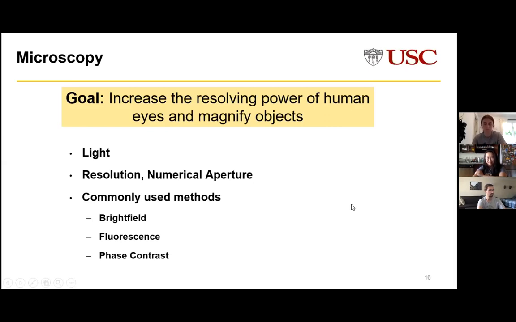Joycelyn and Alex, you guys haven't taken physics? Just kidding.